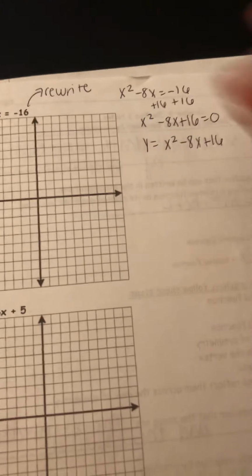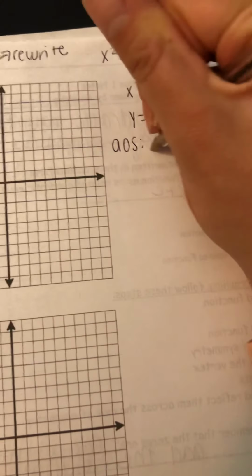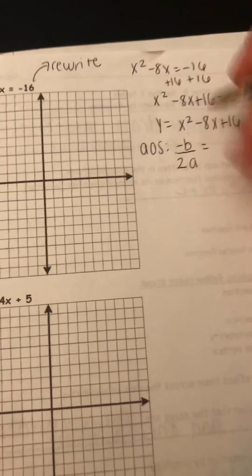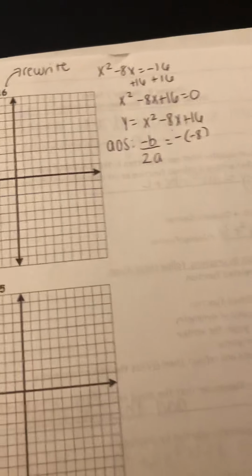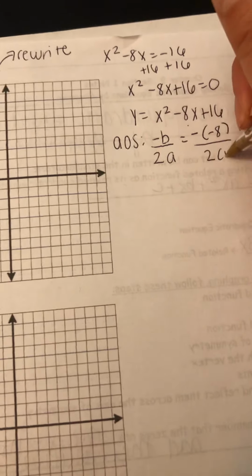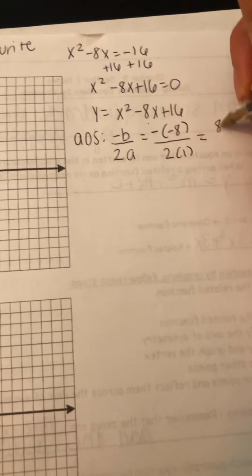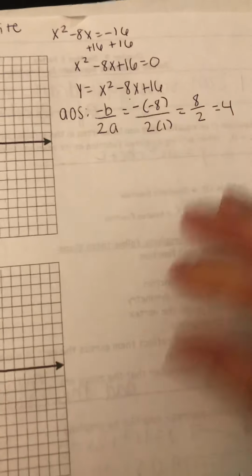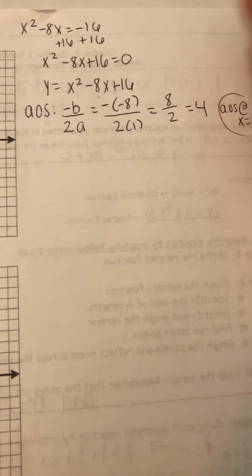Okay, now my very next step is to find my axis of symmetry. That formula is -b over 2a. My b value is -8, and my a value is 1. The negative of -8 is +8, and 2 times 1 is 2. And 8 divided by 2 is 4. So my axis of symmetry is at x equals 4.